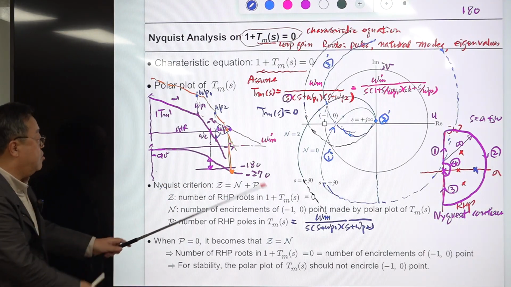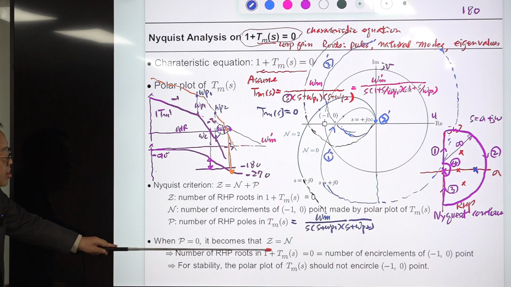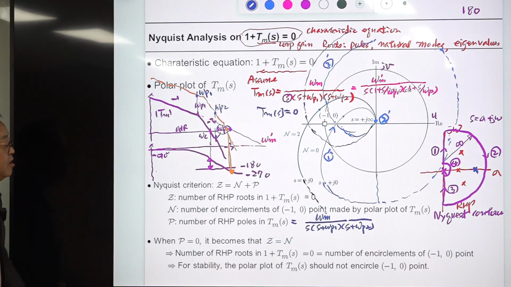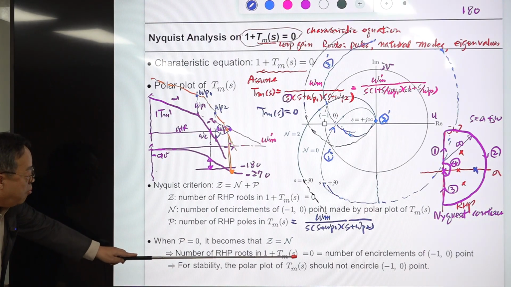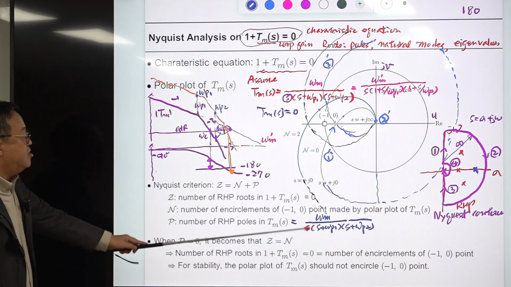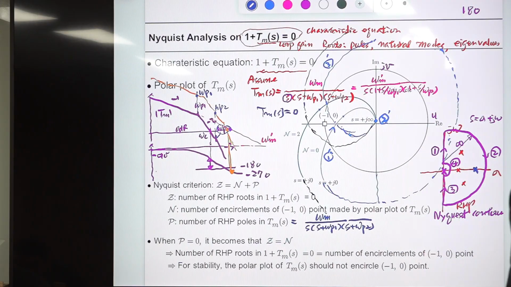Okay, so this is the result. If P is 0, then N is the same as G. For the stability, the number of RHP roots in T(s) equals 0, which is the same as the number of encirclements of -1 made by the polar plot of the loop gain.